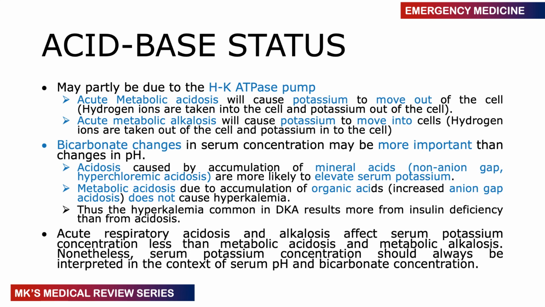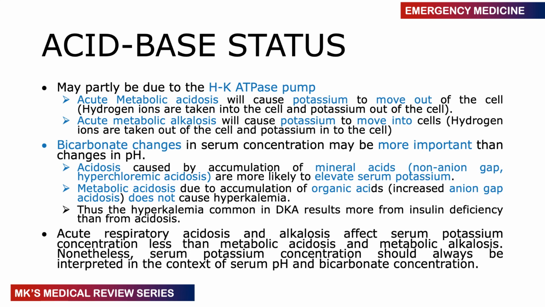Remember that some cells have the hydrogen-potassium ATPase pump, which tends to react in terms of acidosis. So for example, if you have an acute metabolic acidosis, these cells are trying to buffer the pH that is dropping. So what's going to happen is that the hydrogen ions are going to be pumped into the cells in exchange for potassium ions, which are pumped out of the cells, and this will cause hyperkalemia. In someone who has acute metabolic alkalosis, the opposite is happening. Hydrogen ions are being pumped out of the cell, while the potassium ions are being taken into the cells to maintain that pH. Then the bicarbonate changes are actually much more important than the changes in the pH, like I told you.